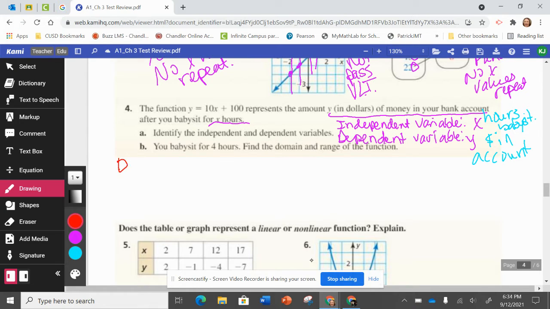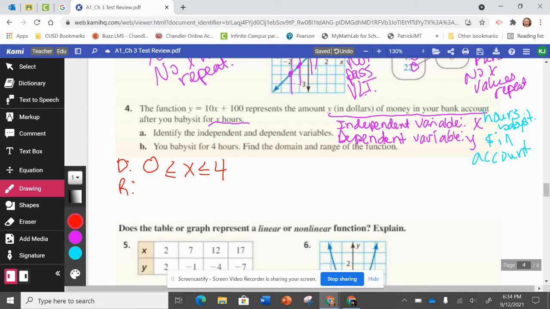Well, if we babysit for 4 hours, we can start with 0 hours that we babysit, and we can go all the way to 4 hours. So that would be our domain, because we could babysit for an hour and a half or 3 hours, 15 minutes. So it's not necessarily a full hour that we will be there.